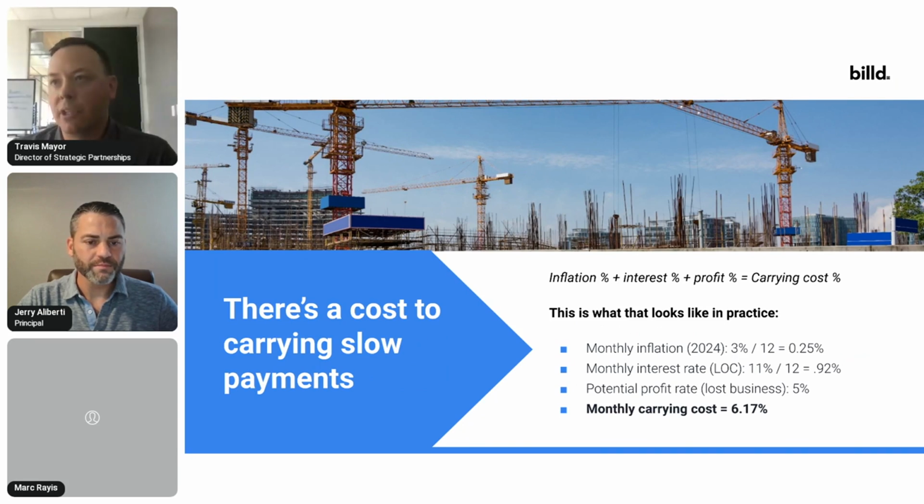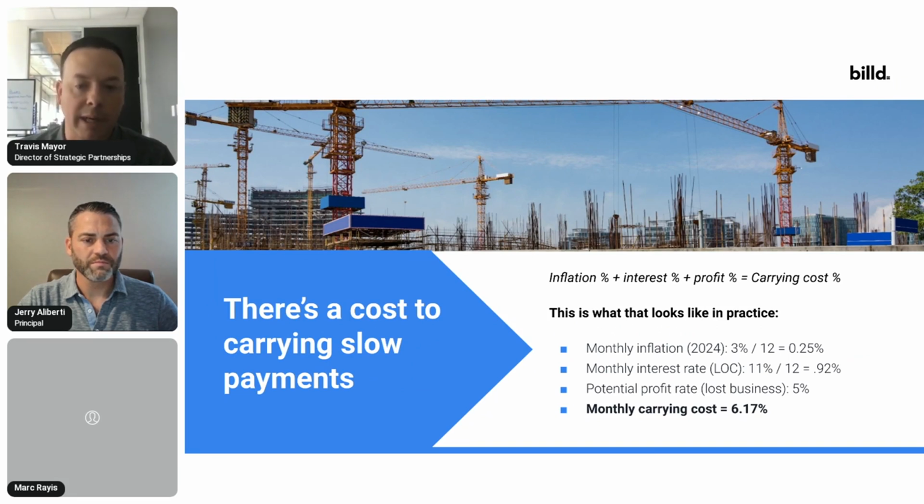But a simple formula: take the inflation that's happening at a monthly rate, and your most used capital option, you can take the rate or the cost associated with that. And then potential profit is the one I was just talking about. That's the one that gets missed most often. How do I put a dollar amount or a percentage to those opportunity costs associated with what I'm not doing based on the constraints that I'm subject to?